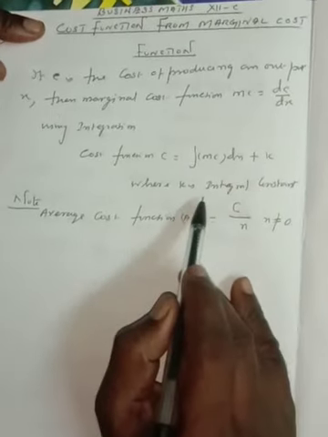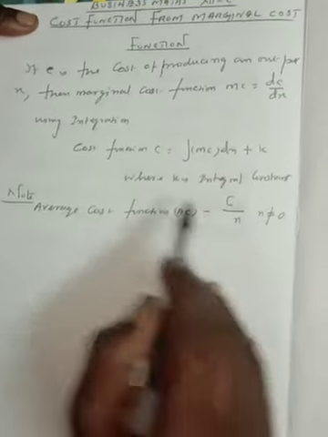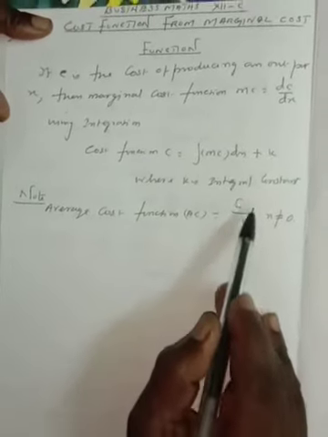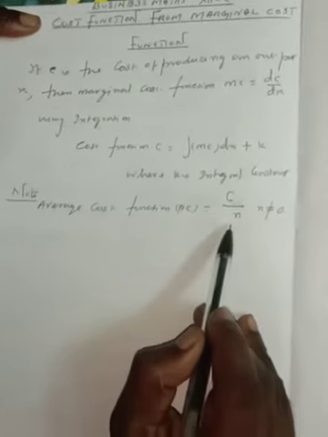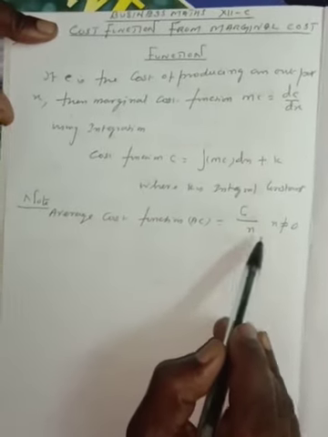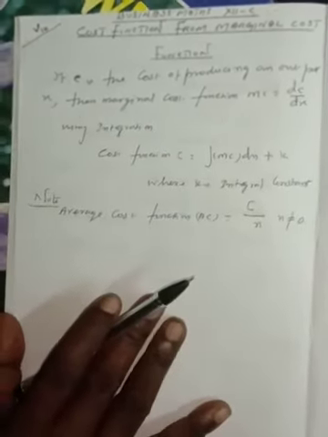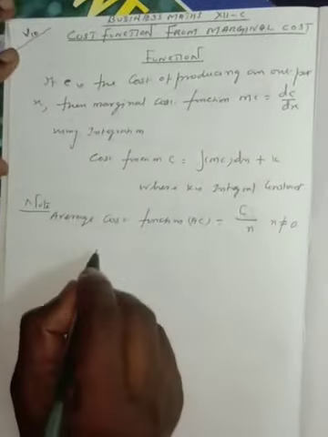Note, the average cost function AC is equal to C divided by x, where x is not equal to 0, for the function to be valid. Now, Exercise 3.2, sum number 1.